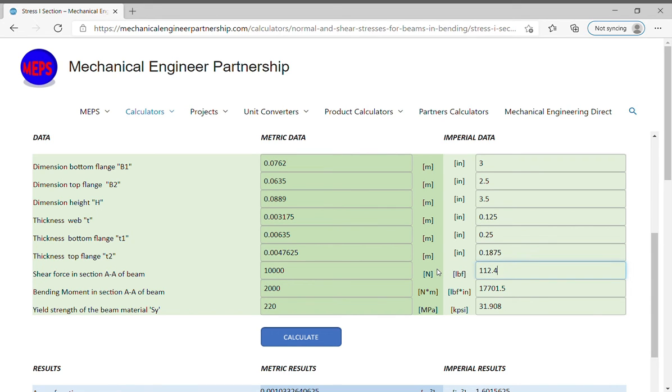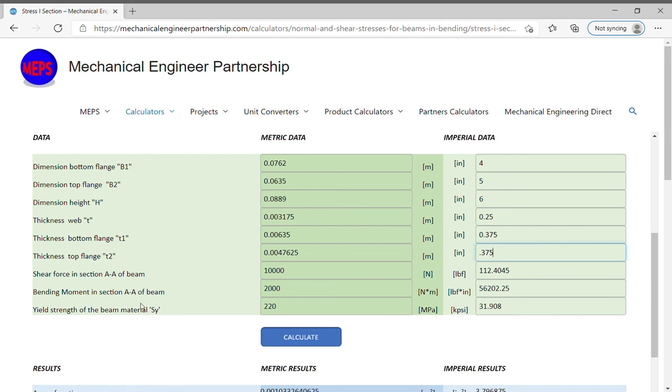112.4045 pound force, 56,202.25 pound force inches. Replace the values for dimension bottom flange B1, 4 inches. Dimension top flange B2, 5 inches. Dimension height H, 6 inches. Thickness web T, 0.25 inches. Thickness bottom flange T1, 0.375 inches. Thickness top flange T2, 0.375 inches.